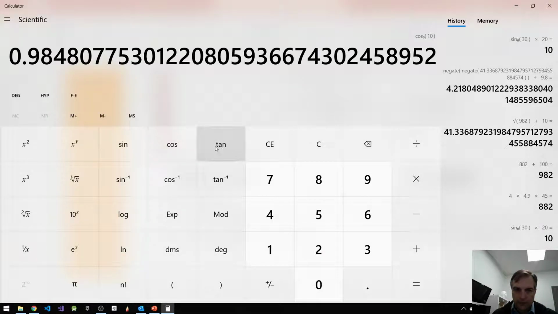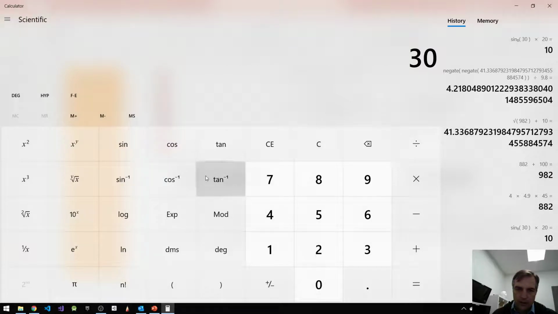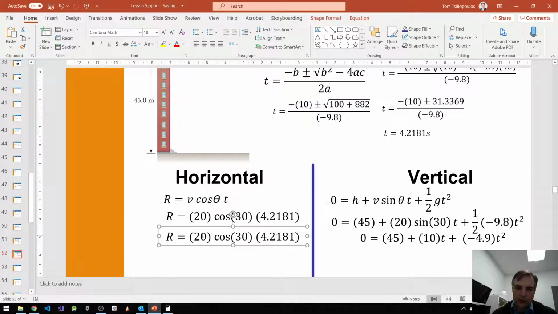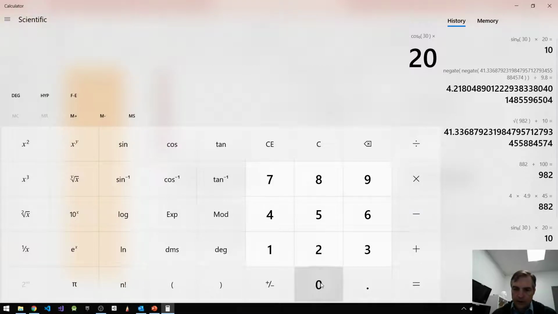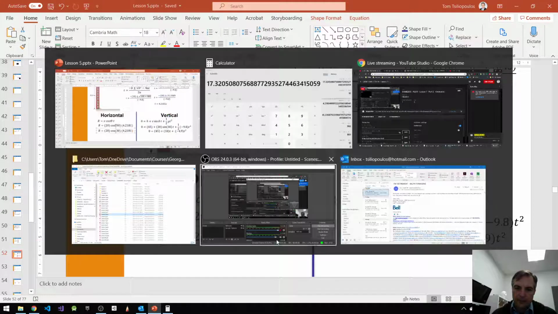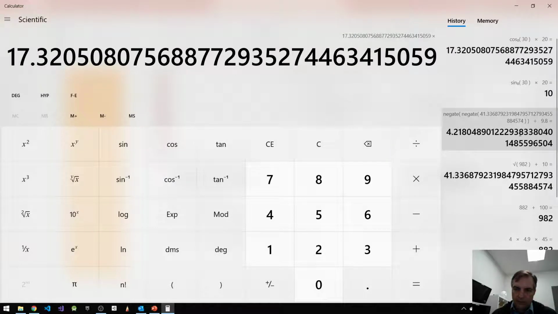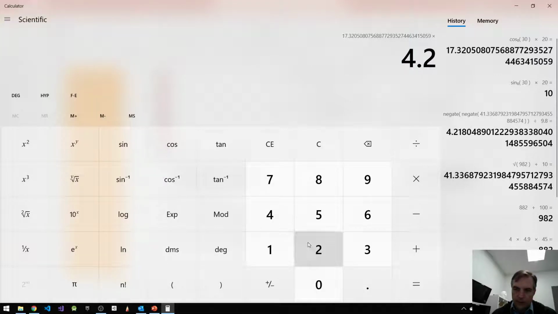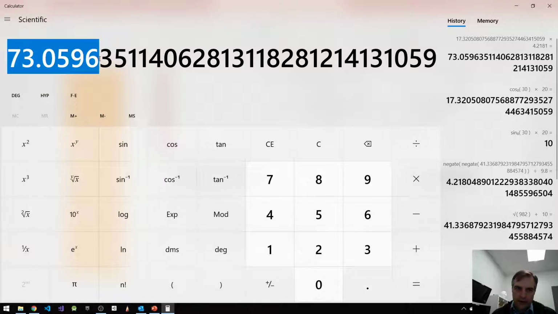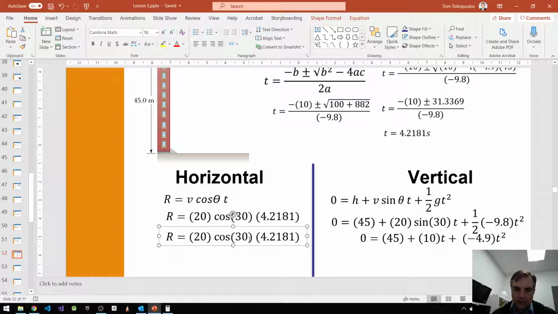So again, we'll start with cos. So cos of 30 is 0.866, right? And just like it says here, we're going to take this 0.866 multiplied by 20. So you can see that there's more energy across the x-axis than there is in the y-axis in this case, right? So this is the energy across the x-axis. And then multiply that by the time, 4.2181, again equals 73.0596. 73.0596, let's say. Meters.